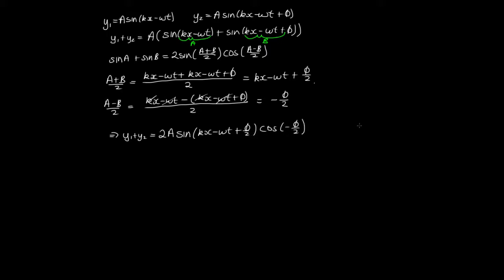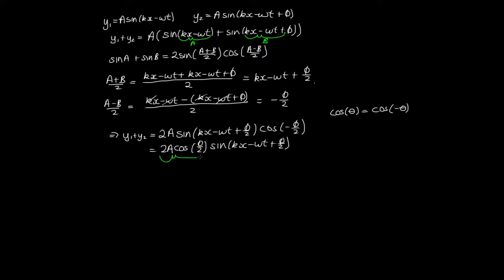on 2. Now, there's another trigonometric identity that tells us that cos of any number theta is the same as cos of minus theta. So we can actually rewrite this as 2a. I'm going to start with the cos, and I'm going to replace minus phi on 2 with phi on 2. Sine kx minus omega t plus phi on 2. So now what we have is two parts to this equation here.